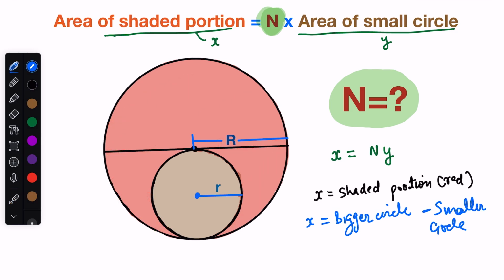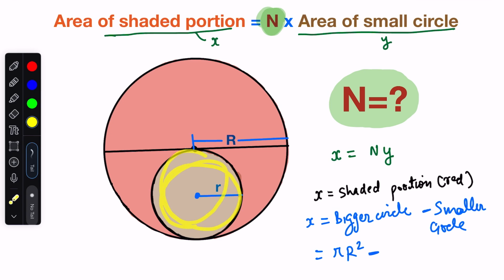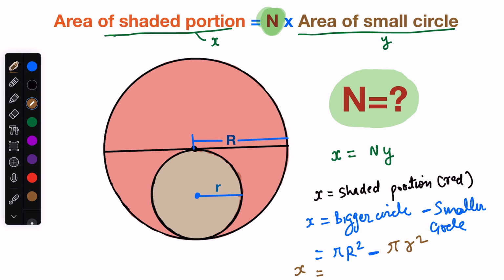So let's calculate this. Bigger circle has capital R radius, so area will become pi capital R square minus small area. This small circle will have area pi small r square. So this x is equal to, if we take pi common, pi times capital R square minus small r square.